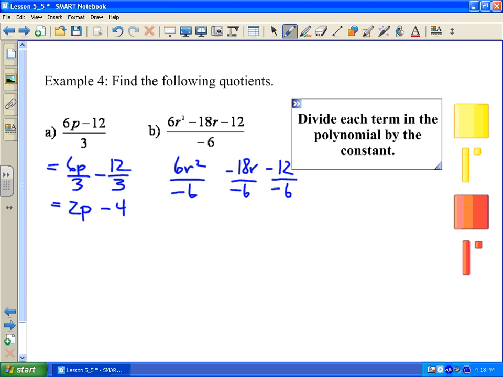Now, you've got to watch your signs here, though. A positive divided by a negative ends up being a negative 1. So again, we usually don't write the 1, r squared. A negative divided by a negative gives me a positive 3r. Negative divided by a negative gives me a positive 2. All right, so remember, when you're multiplying, distribute onto every term. When you're dividing, you've got to divide each term. Okay?